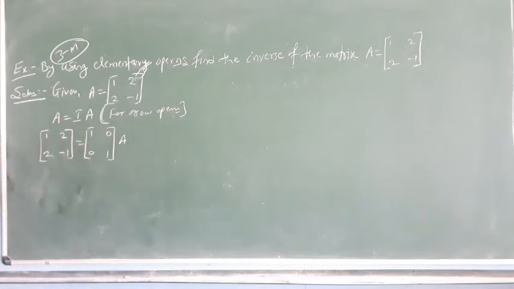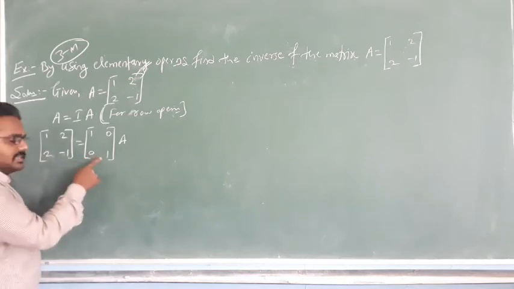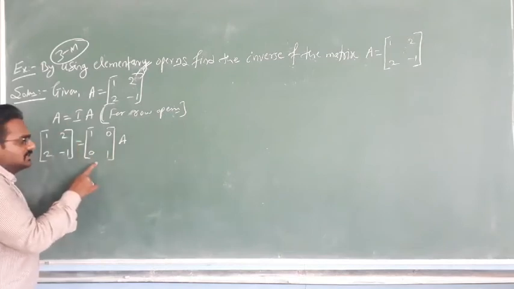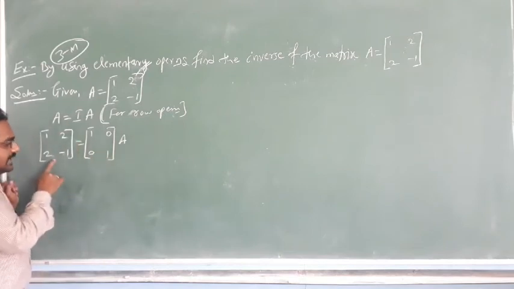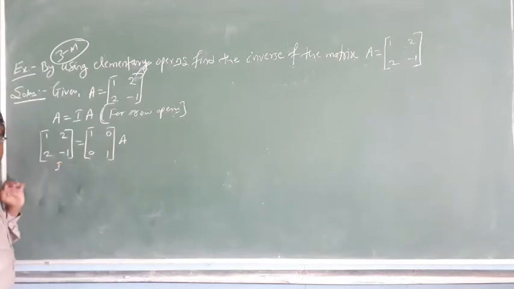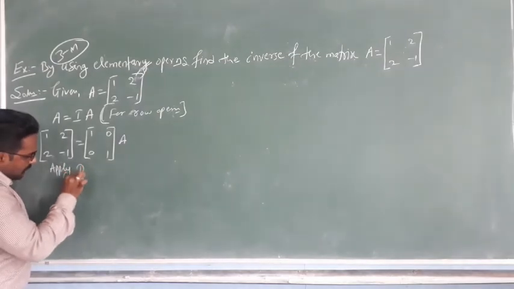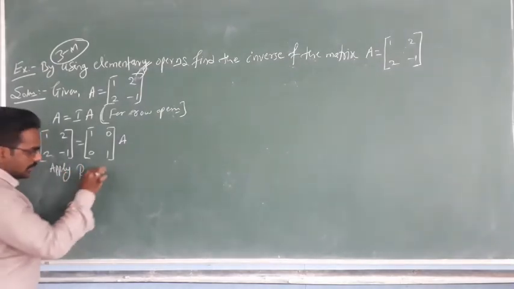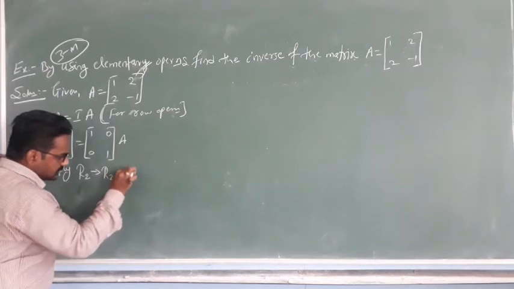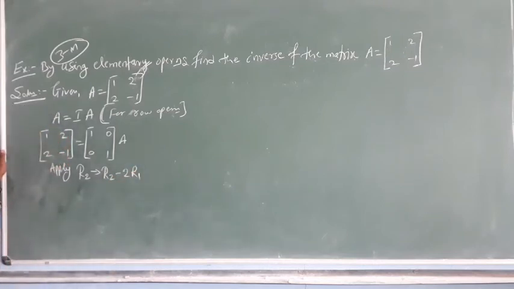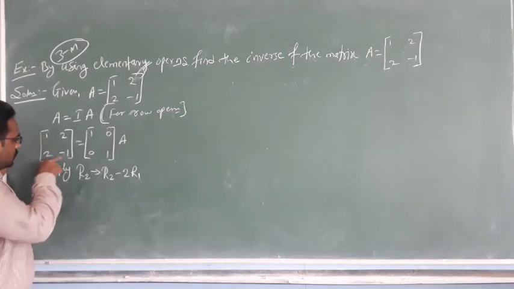Okay. So what is our motto to find A inverse? What we have to convert? The identity matrix already exists on the RHS of this expression. So you have to generate the identity matrix at the LHS part. Just see, apply R2 changes to R2 minus 2R1. So what is the identity matrix? 1 0 0 1 you have to generate here.